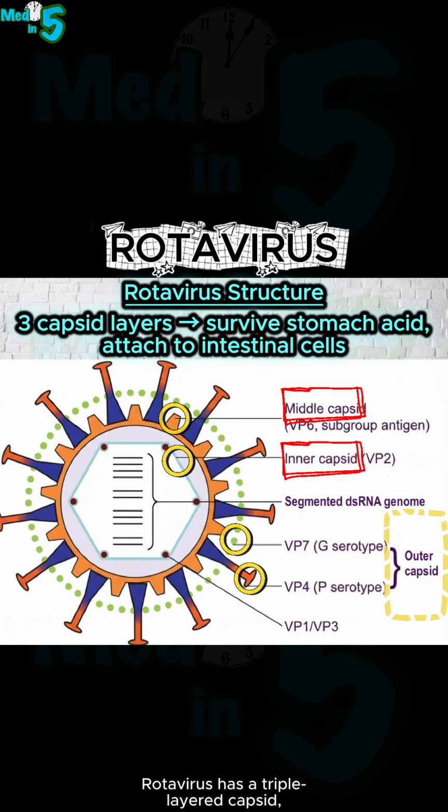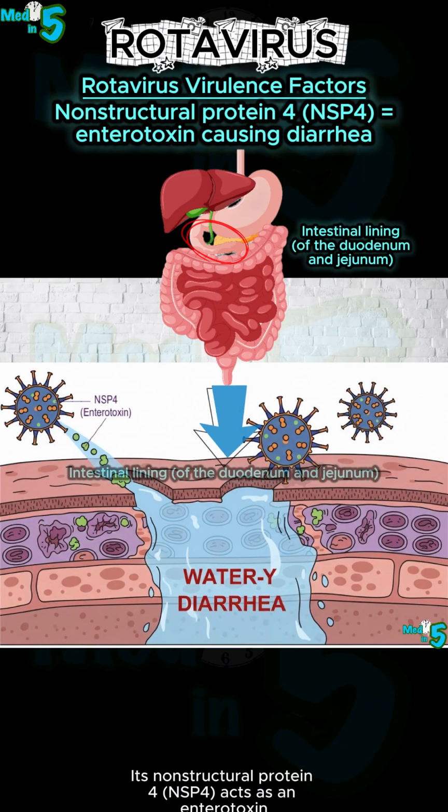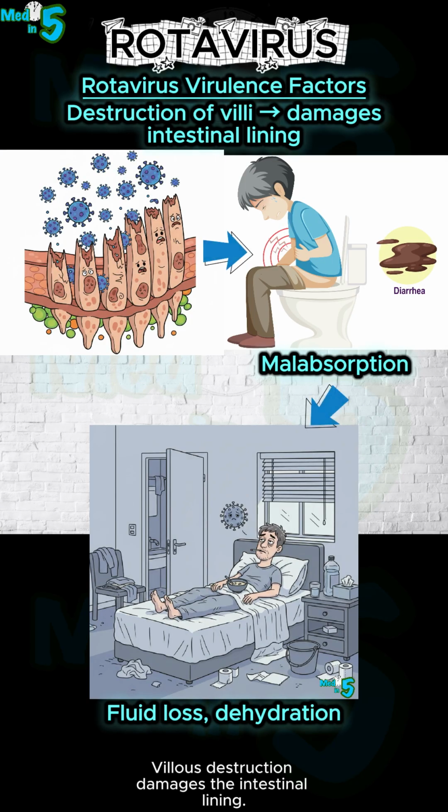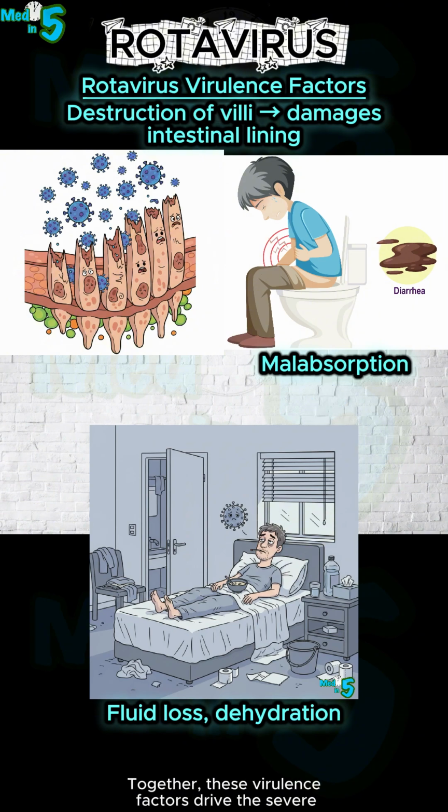Rotavirus has a triple-layered capsid, which helps it survive stomach acid and attach to intestinal cells. Its non-structural protein 4 acts as an enterotoxin causing diarrhea. Villus destruction damages the intestinal lining. Malabsorption leads to fluid loss and dehydration. Together, these virulence factors drive the severe watery diarrhea seen in rotavirus infections.